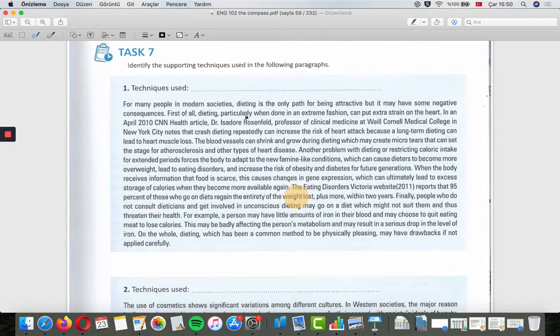You can stop the video, read it, and tell me what kind of supporting techniques are used here, and then I will give you the answer. Testimony, fact, data, and examples are used here.